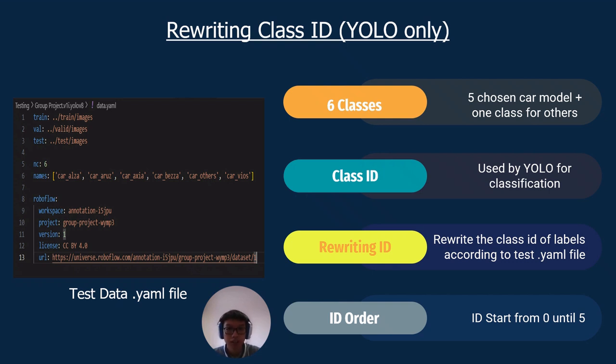Next, we need to rewrite the class ID of the labels according to the test data file. The test data file has been annotated using RoboFlow and the order is hard to change there, so it is easier to change it in the training set. The ID order will start from Alsa, Arus, Asia, Beza, others, and then Toyota Vios.